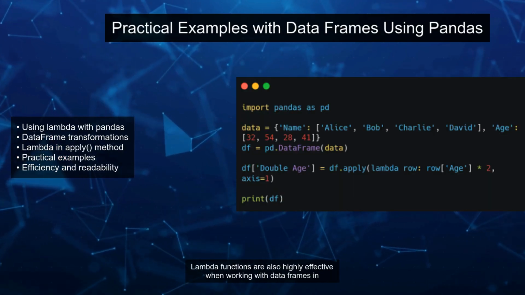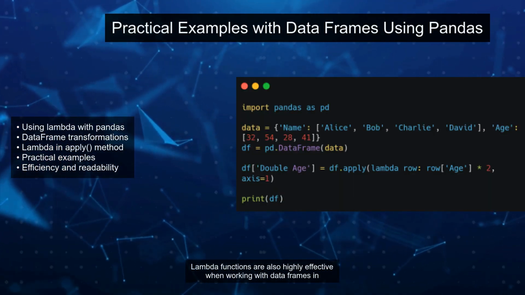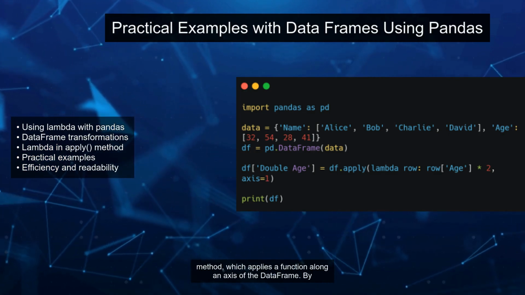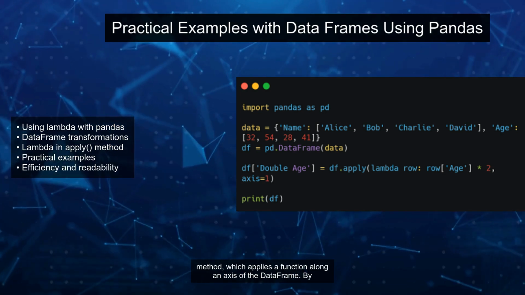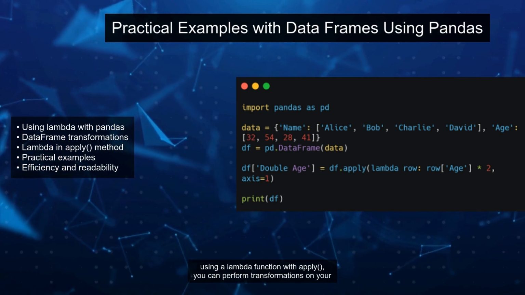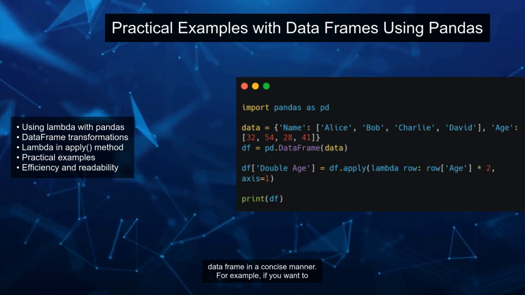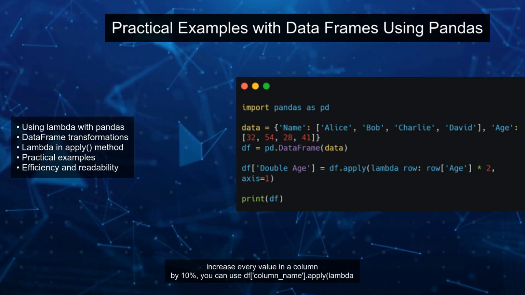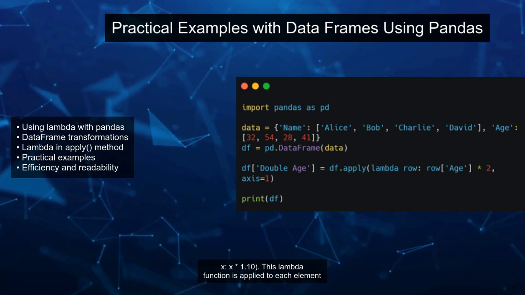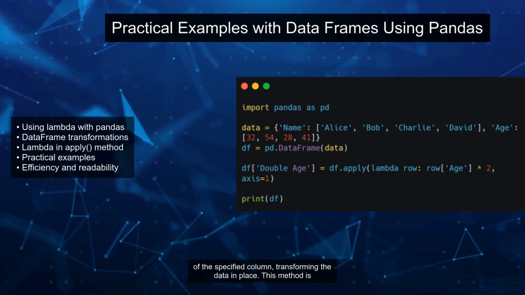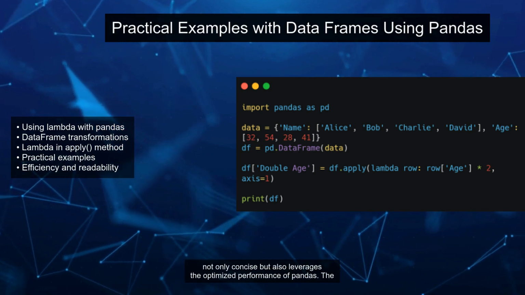Lambda functions are also highly effective when working with data frames and pandas, a popular data manipulation library in Python. Pandas provides the apply method, which applies a function along an axis of the data frame. By using a Lambda function with apply, you can perform transformations on your data frame in a concise manner. For example, if you want to increase every value in a column by 10%, you can use df['column_name'].apply(lambda x: x * 1.10). This Lambda function is applied to each element of the specified column, transforming the data in place.